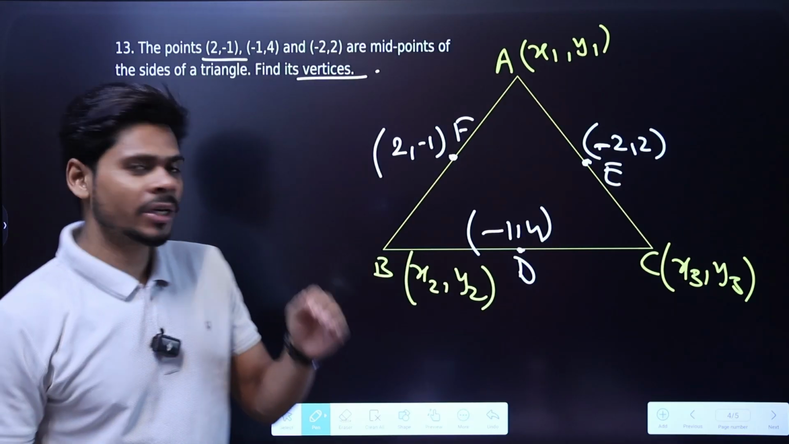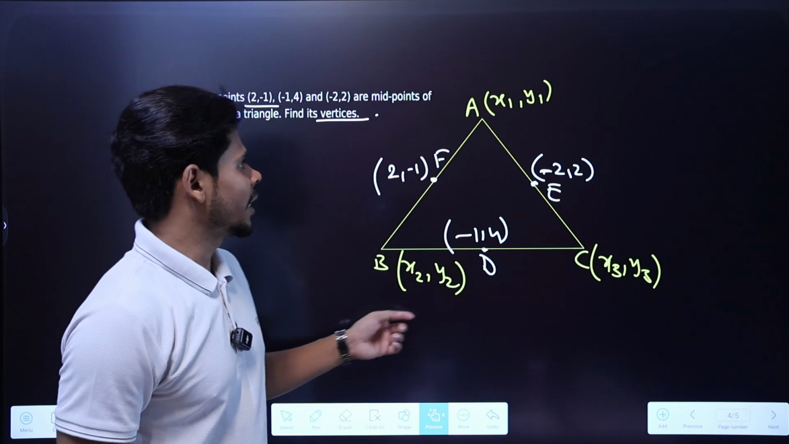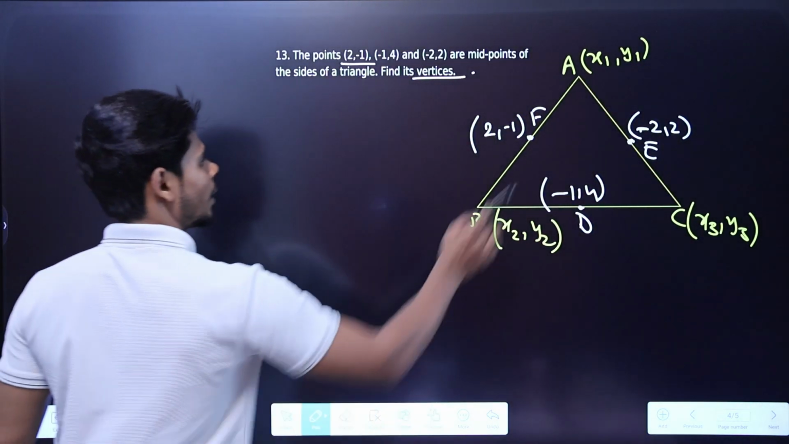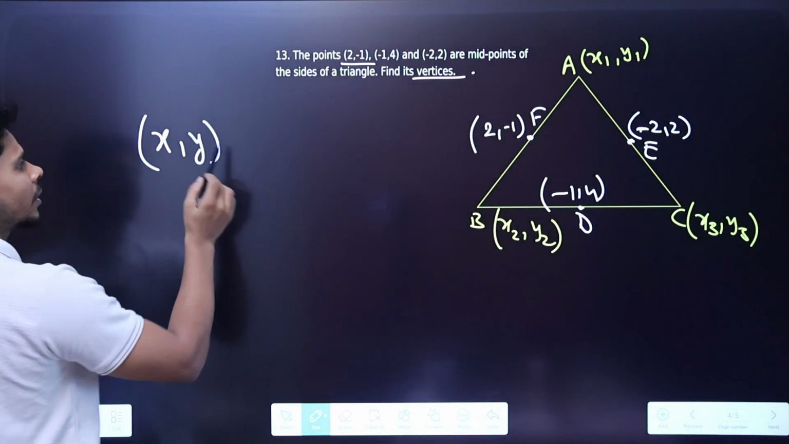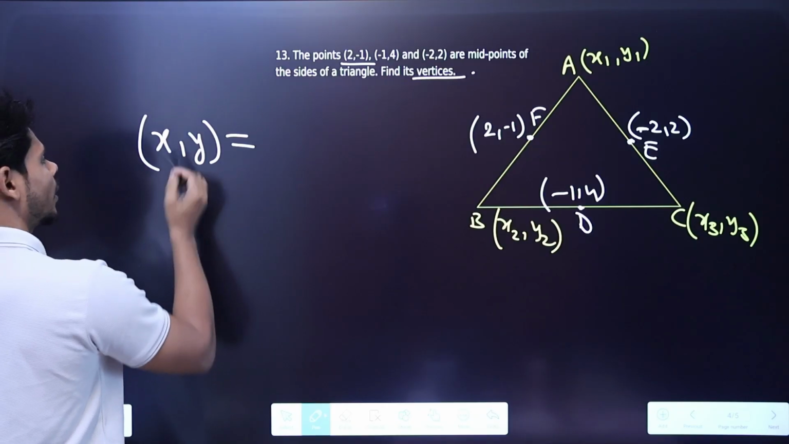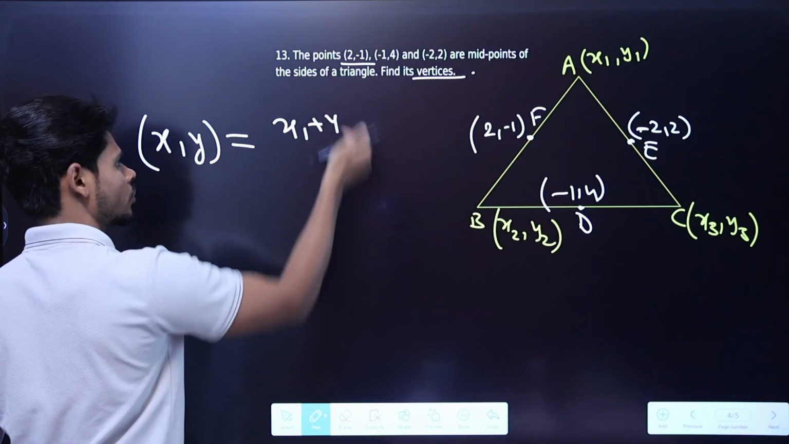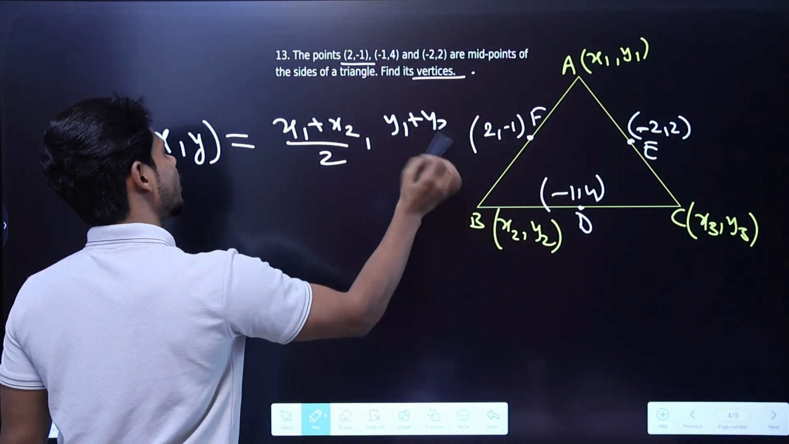First of all, we are going to follow the simple steps that we actually know, like the midpoint formula and that kind of thing over here. So the coordinates of the midpoint of the line joining any two points, basically x comma y, will be equal to x1 plus x2 by 2, then y1 plus y2 by 2, right?